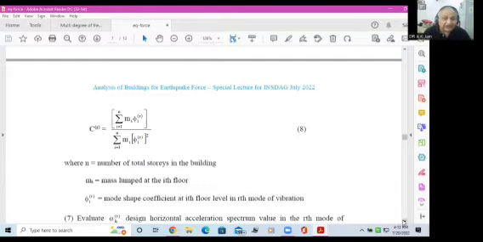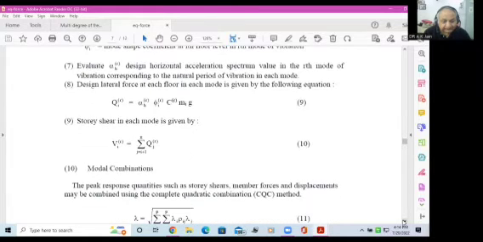Okay, so they are based on sound principles of dynamics of structures. Okay, so you calculate the design horizontal acceleration spectrum in the response spectrum mode of vibration corresponding to the natural period of vibration in each mode.